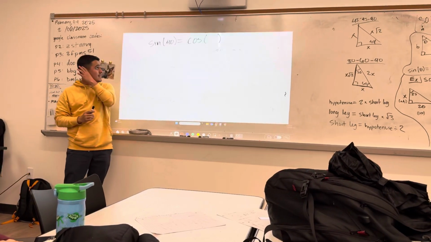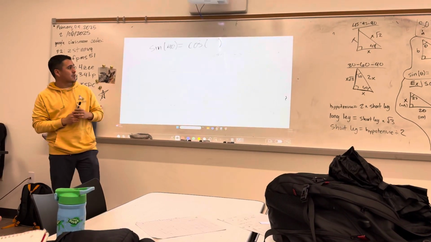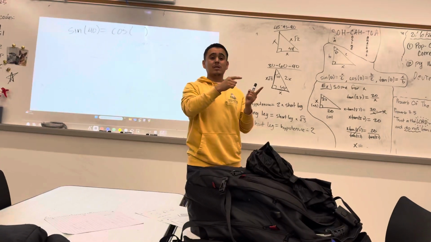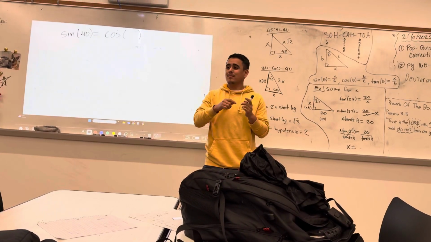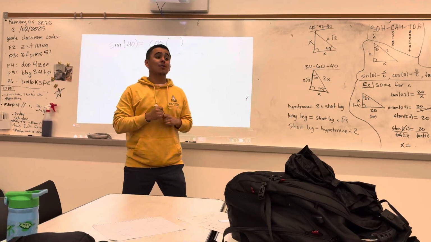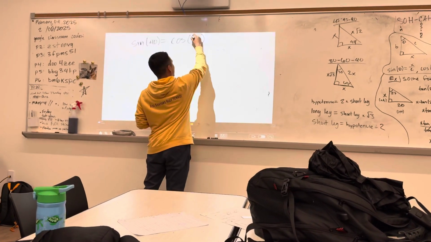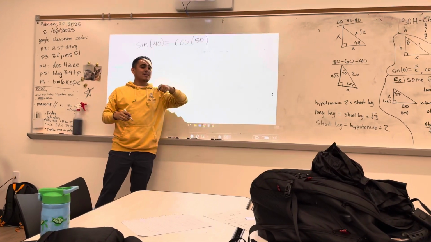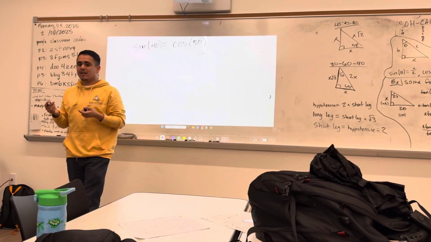Okay, so go ahead and write this one down. We have sine 40 equals cosine of something. Think about what we just wrote down in the previous example. What do you guys think this would be? 50. Why? What do they both do? They add up to 90, right?